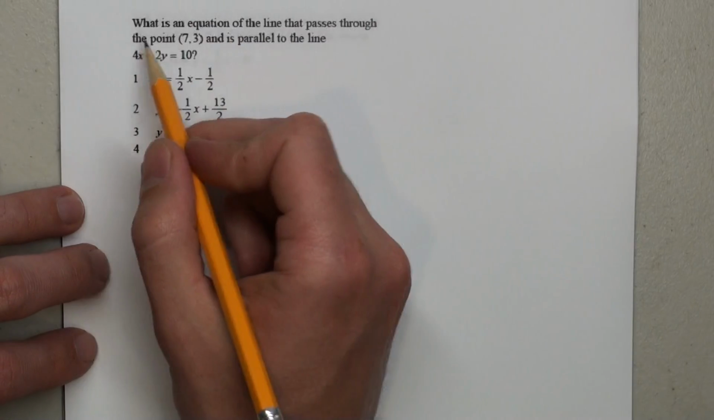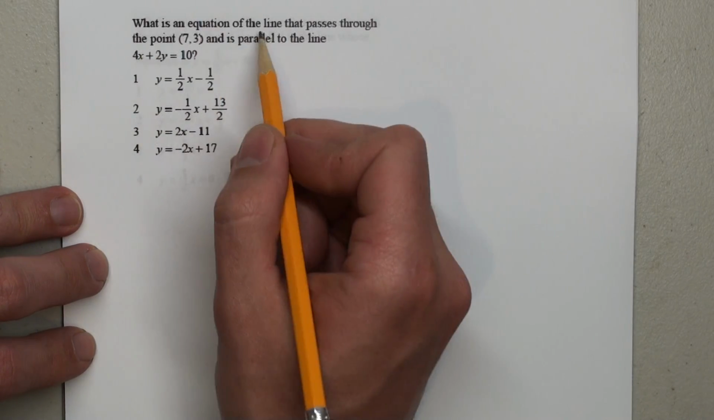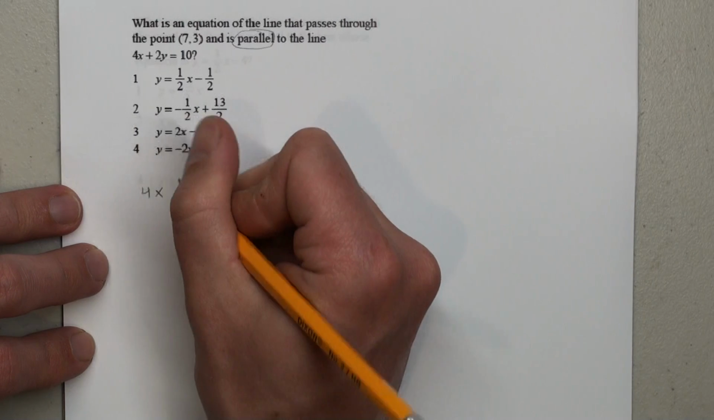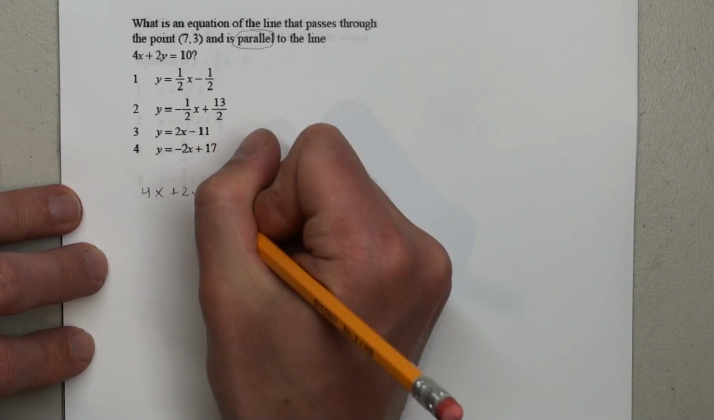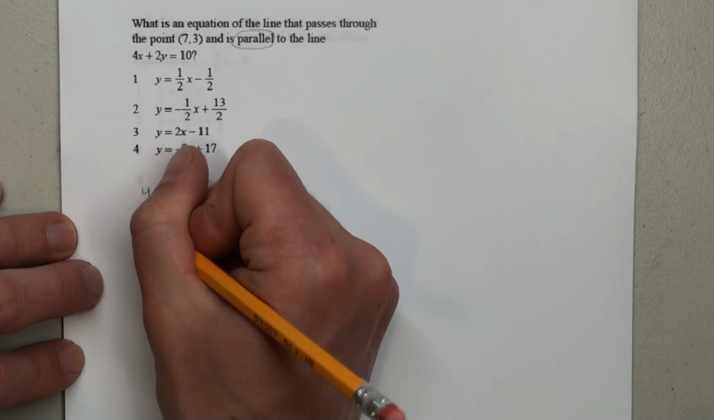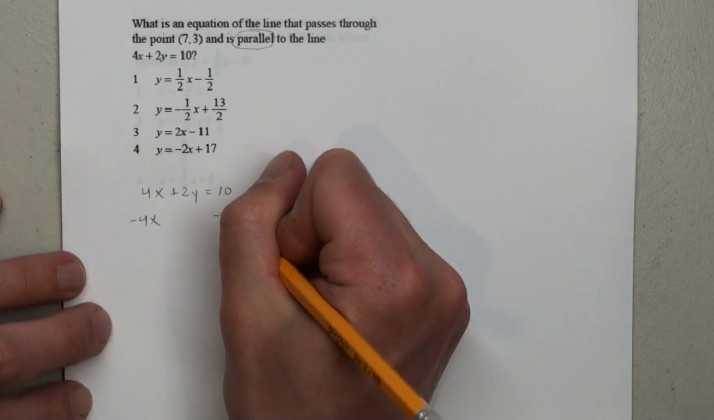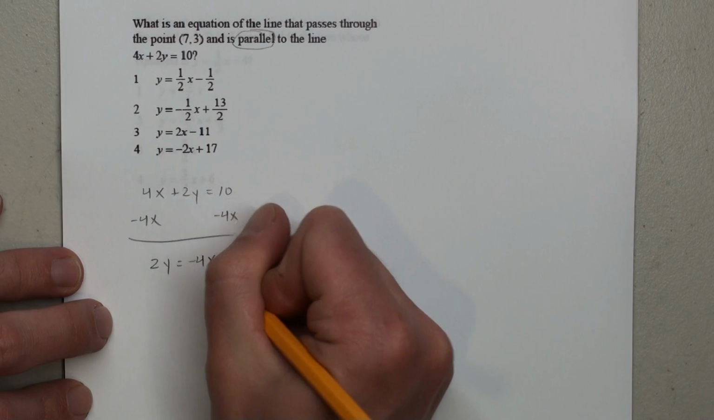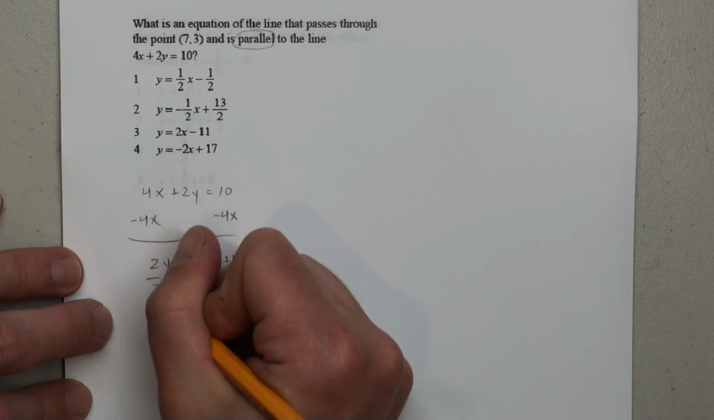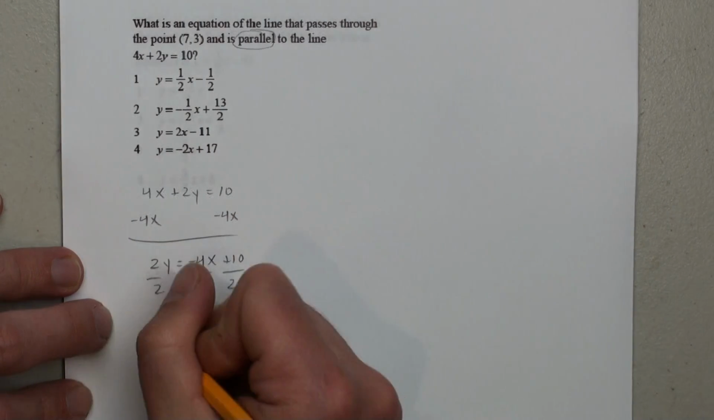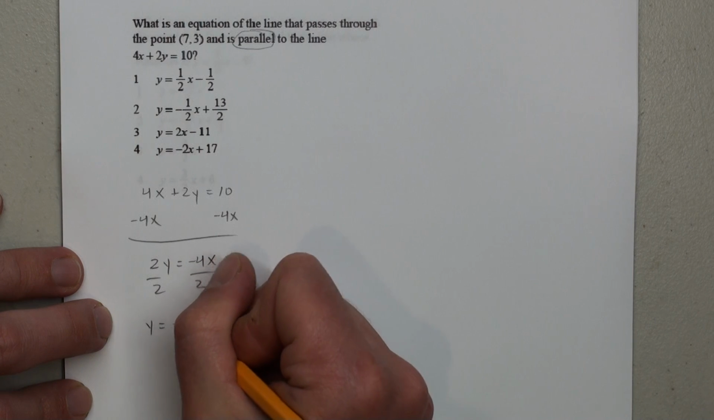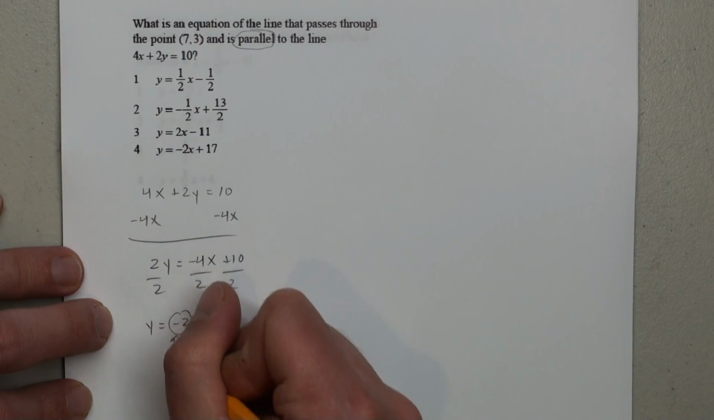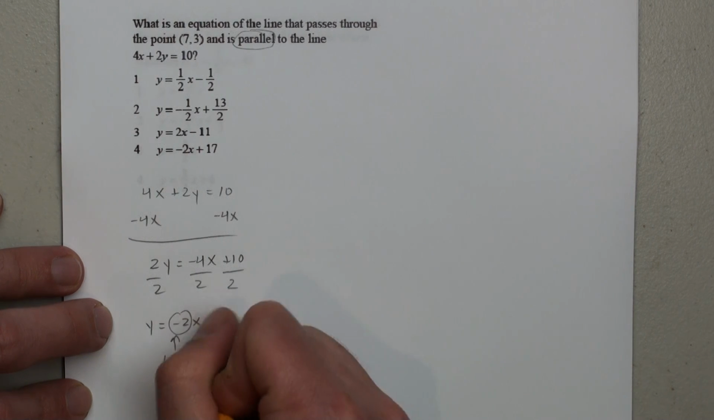28. Same problem. Here's our point, parallel to this line. So I start with this line. 4x plus 2y equals 10. I subtract and get it into y equals mx plus b form, so I can see my slope. That's the only way that you can see the slope of your line. That's why you have to do this over and over again. Otherwise you don't know what your slope is.